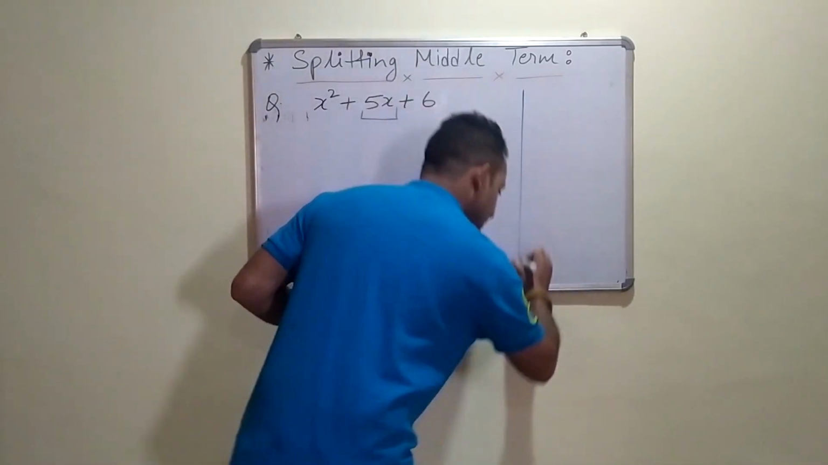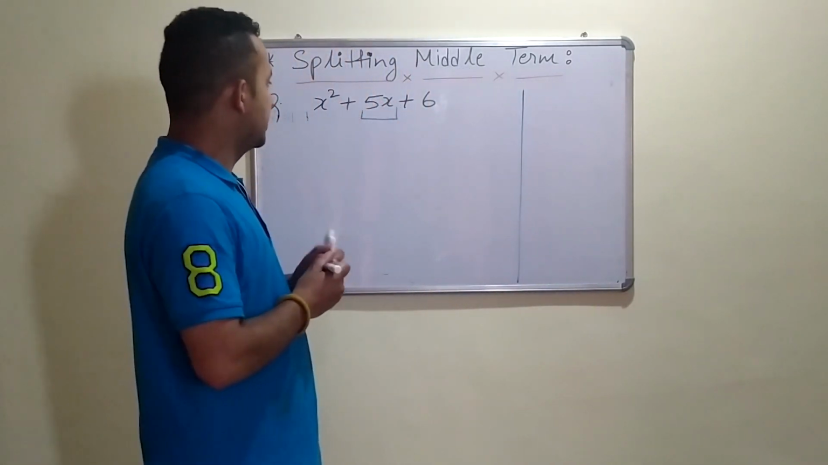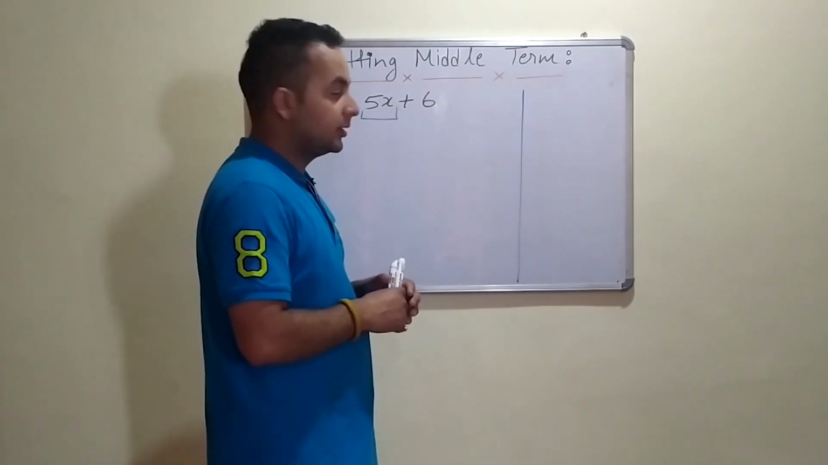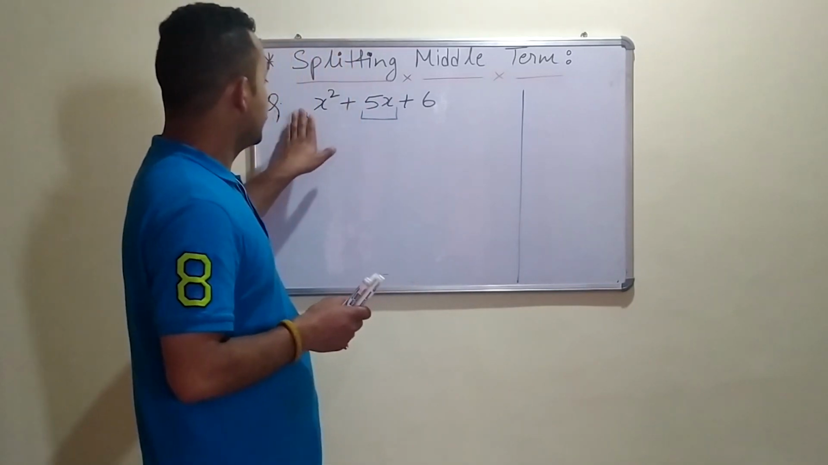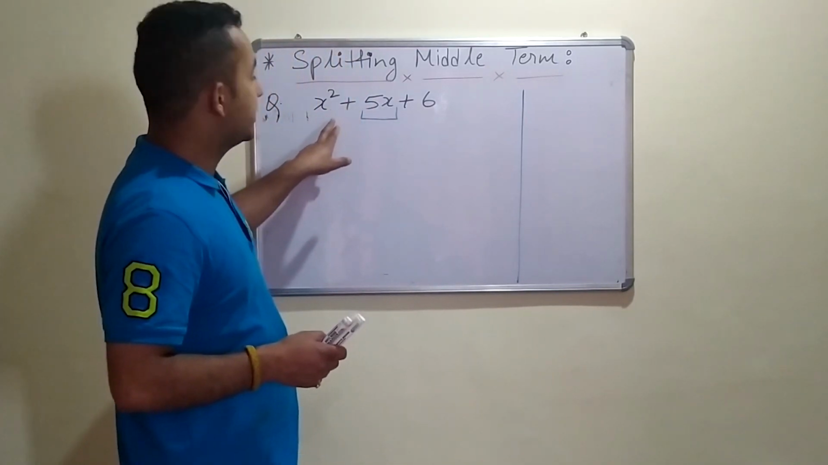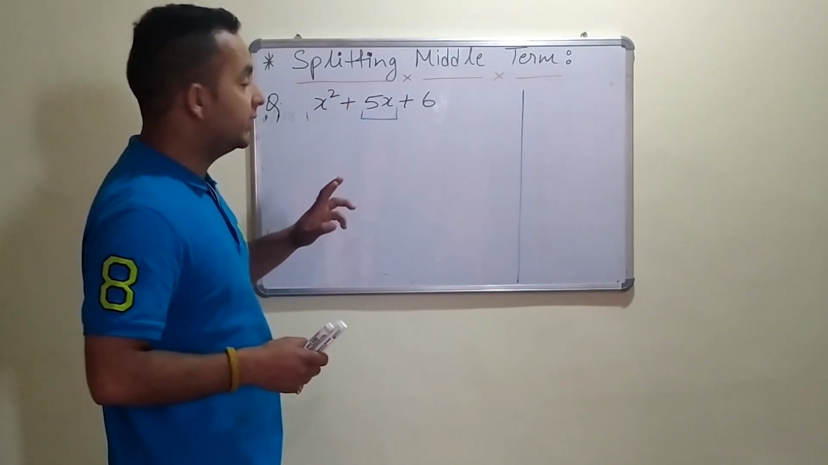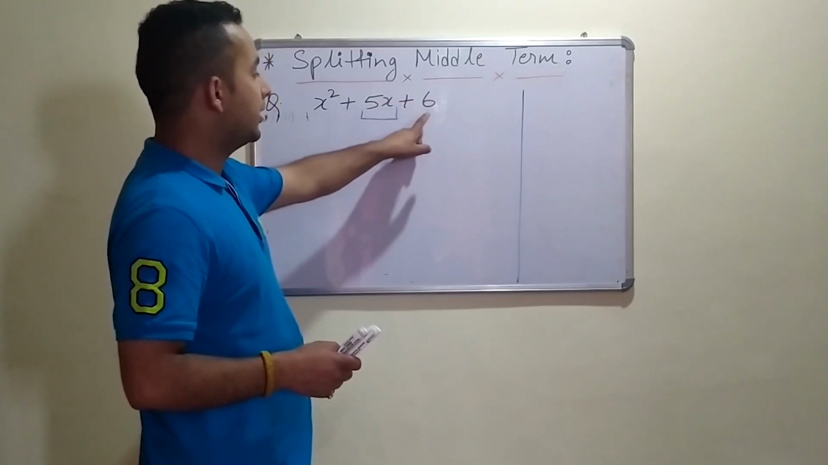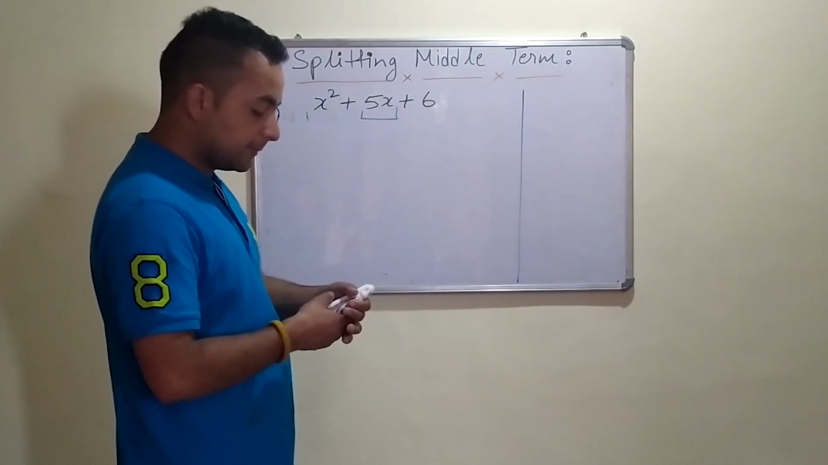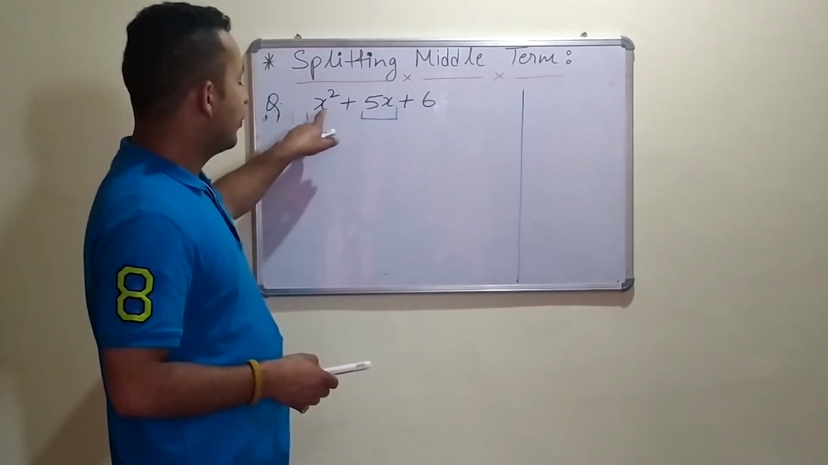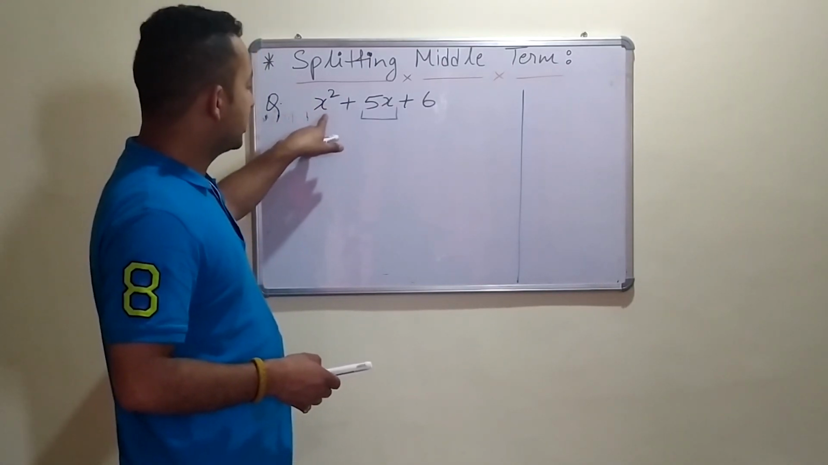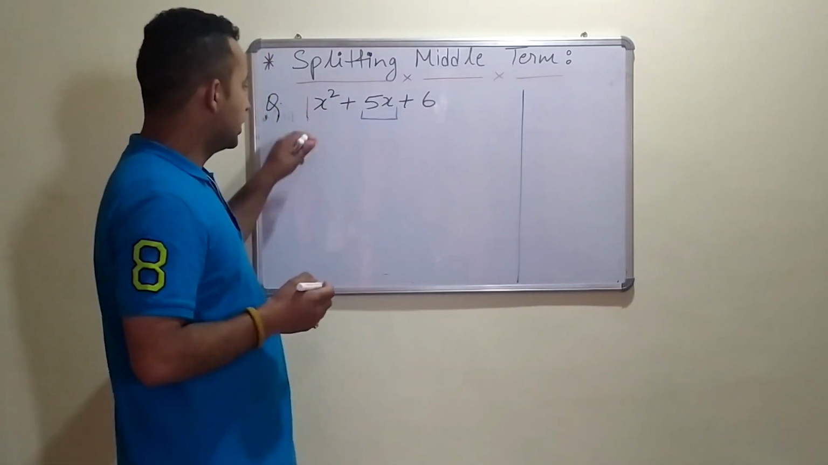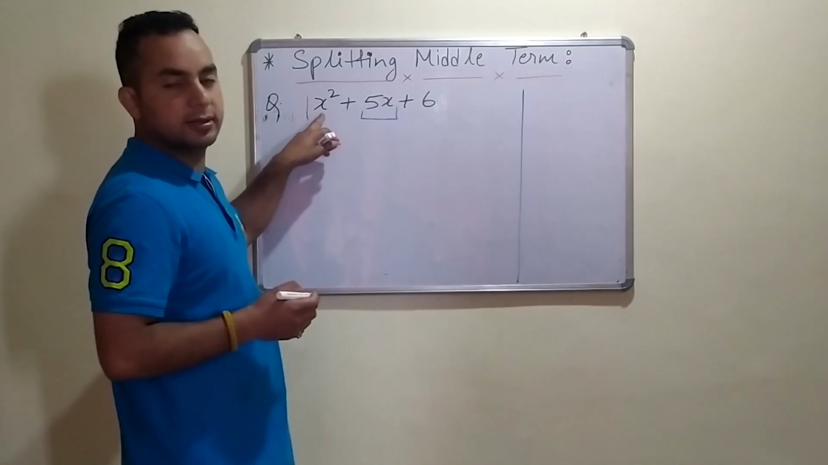Now how are you going to solve this? You have certain steps to split the middle term of this factorization. First, check that the highest degree of the variable is 2, then the variable has degree 1, and then the constant number. Then check the coefficient of the variable. Here the coefficient of the variable x is 1. So the variable x coefficient is 1.